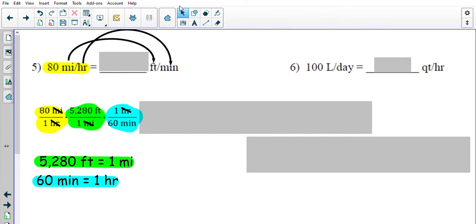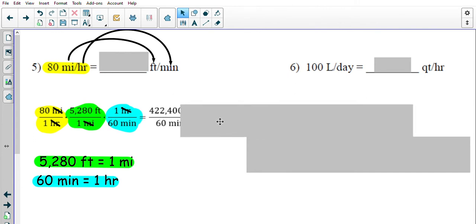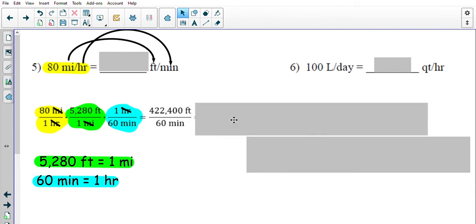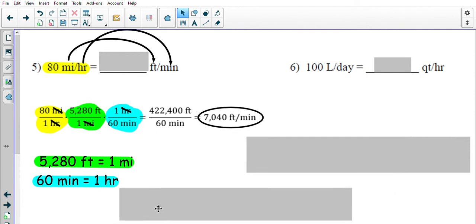So we take 80 times 5,280 on the top to get 422,400 feet on the top. 1 times 1 times 60, or 60 minutes on the bottom. Now we divide to get our solution. We will get 7,040 feet per minute.